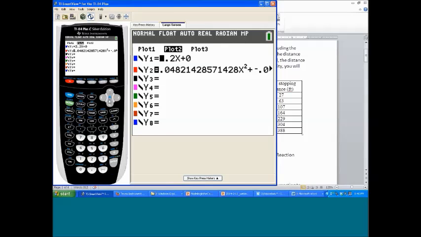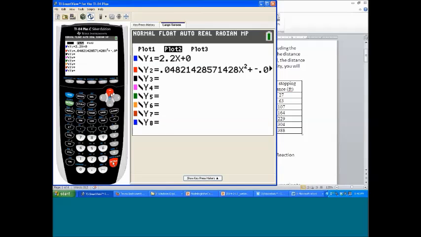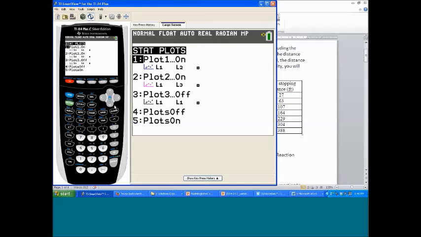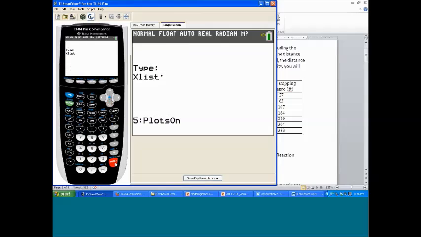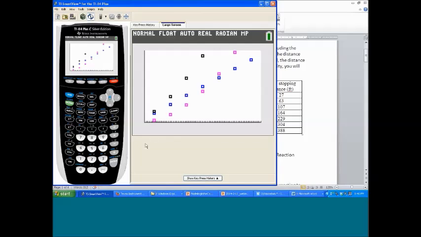And what I can do now is I can turn back on my plot 1, and I can also turn on plot 3, with my information from L4. Now, it's a little hard to see with just the scatter plots, but the black dots is going to be the sum of each of the other two data points.